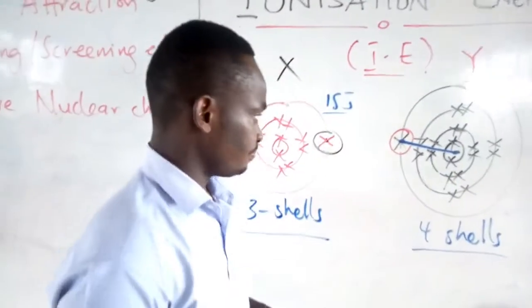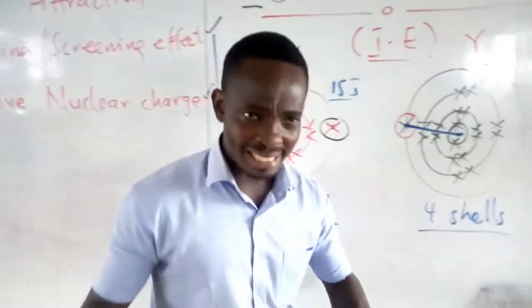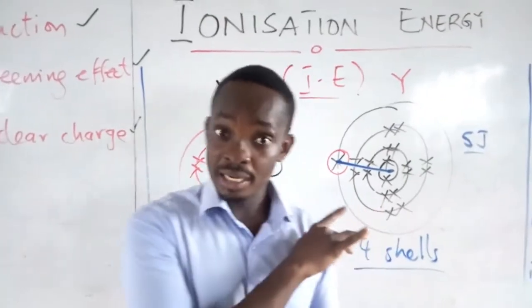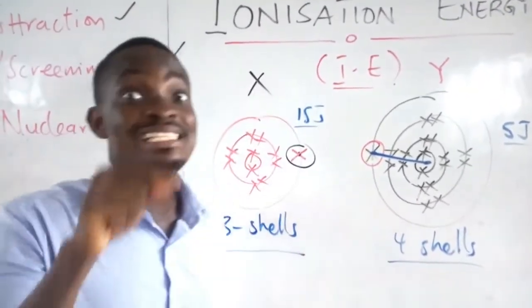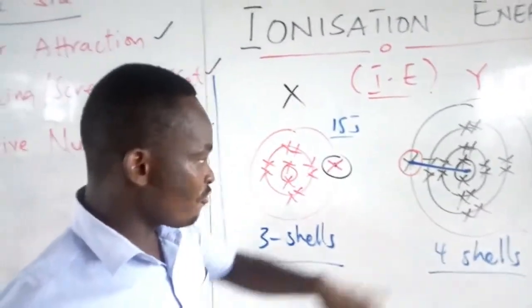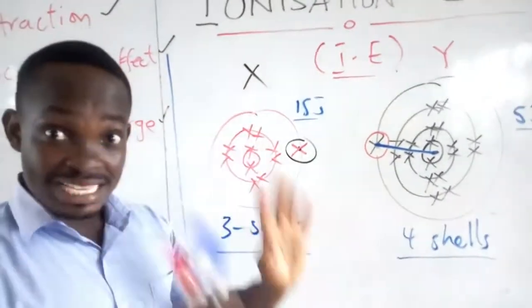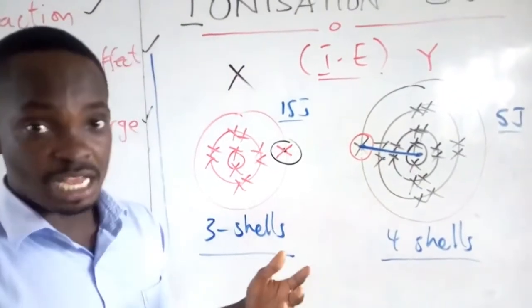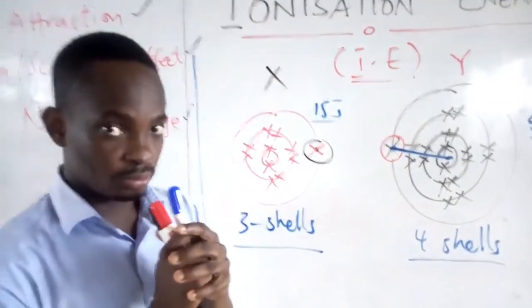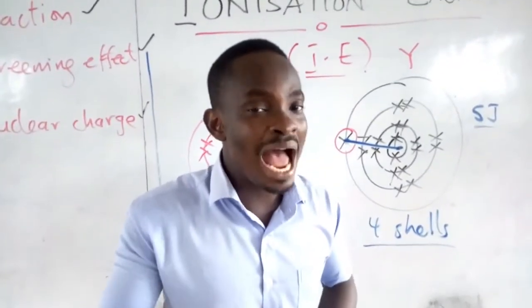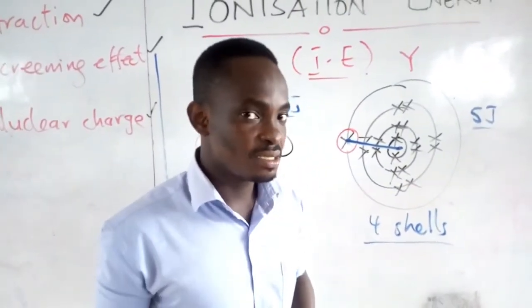Now, look at this. In layman's terms, we are checking which one of these atoms will make it easier to remove the electron. Which one of these will it be easier to remove the valence electron, or the outermost electron, from? If it is easier, then it will require less energy.